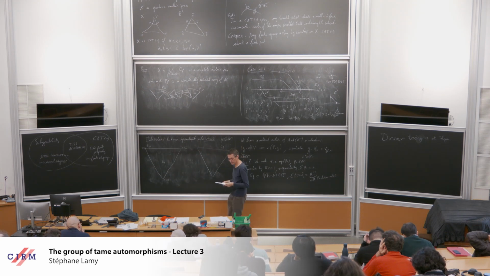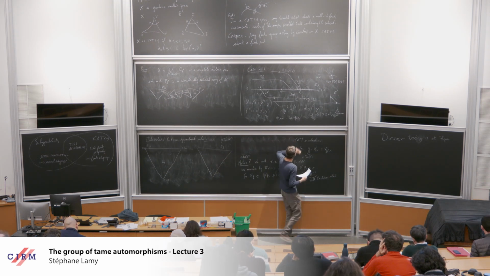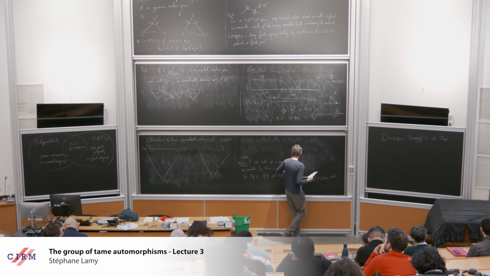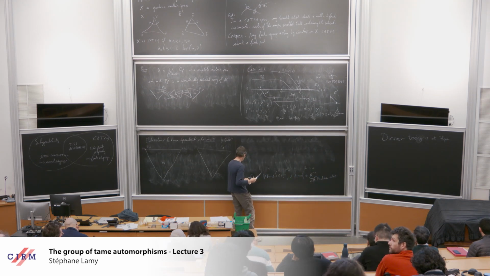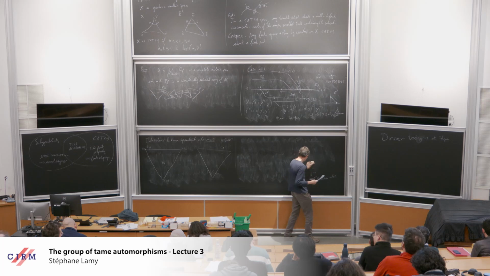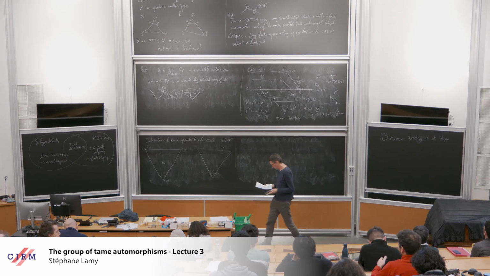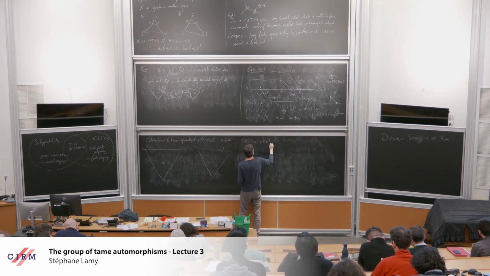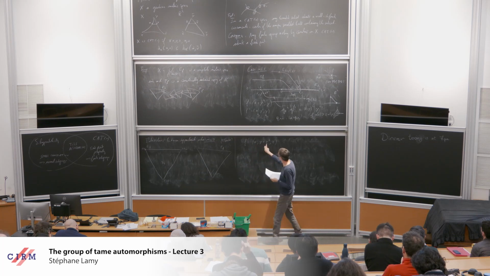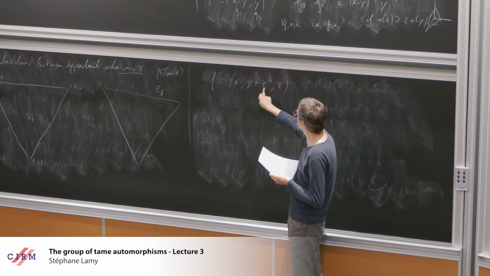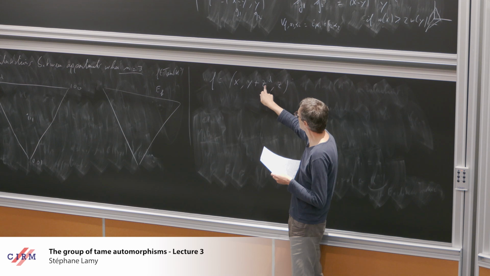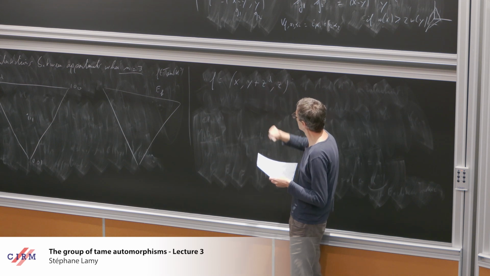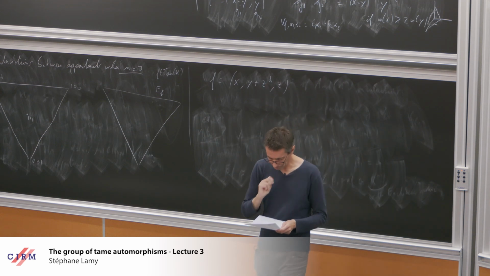So let's start with the easy one. If you take F, x, y plus z to the d, z. You just add a polynomial in z to y, and it's just going to depend on the degree, so you can just take the z to the d.